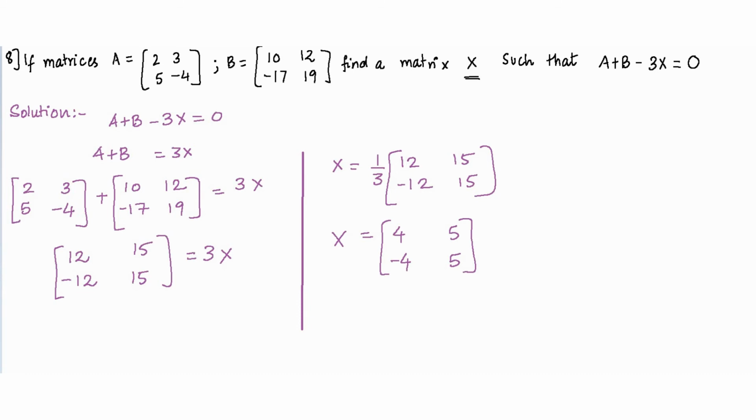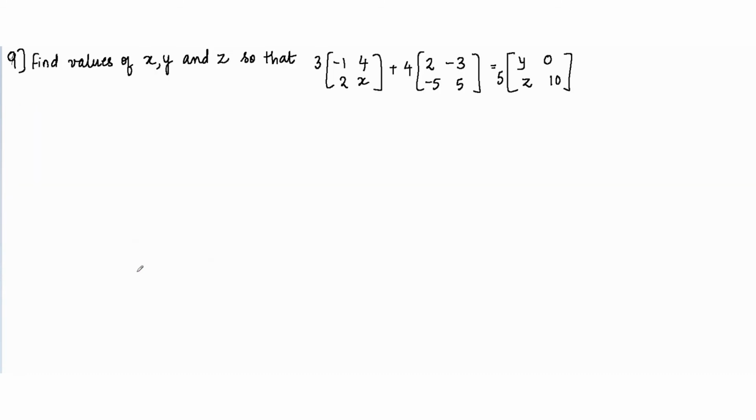Okay, let's move on. Take a look at this question. We have to find the values of x, y and z over here so that this equation holds true. So it is given that 3 times this matrix. So why don't we go ahead and start the multiplication process. So we have 3 times -1 would be -3. 3 times 4 is going to be 12. 3 times 2 is 6 and 3 times x is 3x.